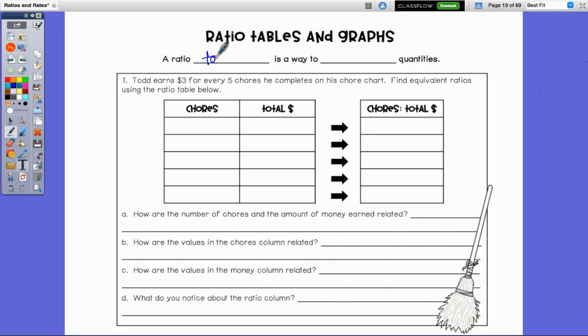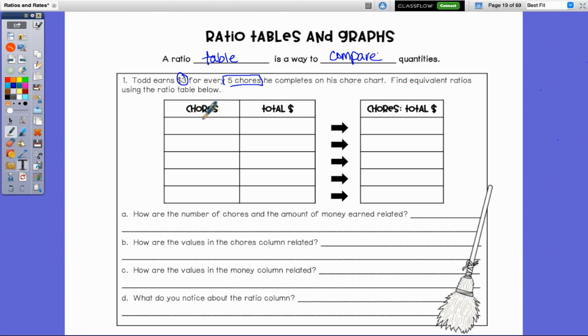A ratio table is a way to compare quantities. So when we were doing the word problems yesterday, we were making fraction comparisons. This is the same kind of thing, but we're going to put them in a table. It says Todd earns $3 for every 5 chores he completes. On his chore chart, find the equivalent ratios using the tables below.